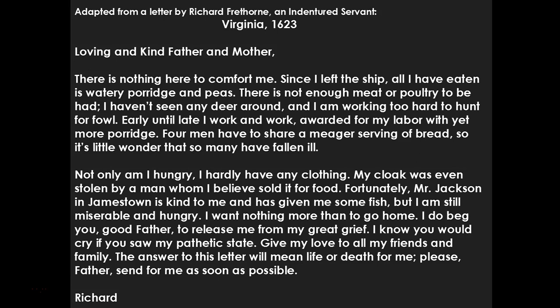Loving and kind father and mother, there is nothing here to comfort me. Since I left the ship, all I have eaten is watery porridge and peas. There is not enough meat or poultry to be had. I haven't seen any deer around, and I am working too hard to hunt for fowl. Early until late I work and work, awarded for my labor with yet more porridge. Four men have had to share a meager serving of bread, so it's little wonder that so many have fallen ill. Not only am I hungry, I hardly have any clothing. My cloak was even stolen by a man whom I believe sold it for food. Fortunately, Mr. Jackson in Jamestown is kind to me and has given me some fish, but I am still miserable and hungry. I want nothing more than to go home.